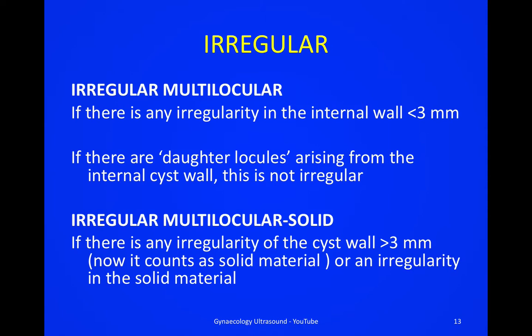An irregular multilocular cyst means there is an irregularity in the internal wall of less than 3 millimeters. If there are daughter locules arising from the internal cyst wall, this is not irregular, it is just multilocular. Irregular multilocular solid: if there is any irregularity of the cyst wall greater than 3 millimeters, now it counts as solid material, or if there is an irregularity within the solid material.